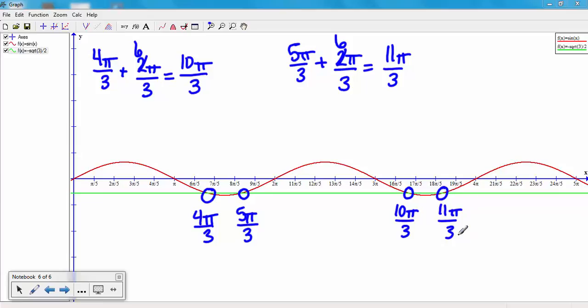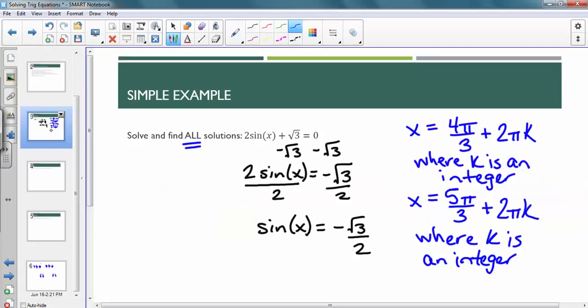As you can see, each time we add a multiple of 2 pi, we're going to get where this green line and red line intersect, which is another solution to this trigonometric equation. So that's why when it asks for all solutions, you need to make sure that you're adding 2 pi k, where k is an integer, in order to get all of those solutions.